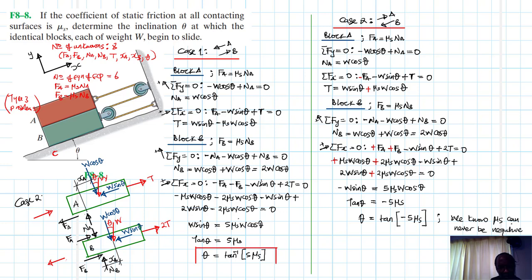So this is the value of theta when we expect the two blocks to begin to slide. But here we are going to have case 1 where block A will be sliding downwards, as block B is sliding upwards. Okay, so this is the case that is going to take up the day. All right. So I think this is about it.